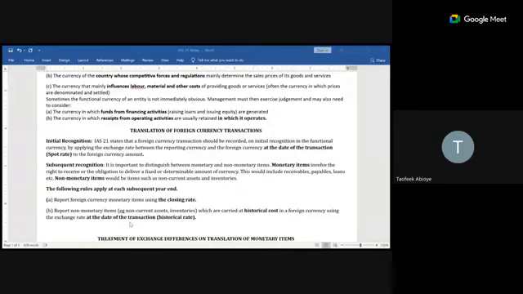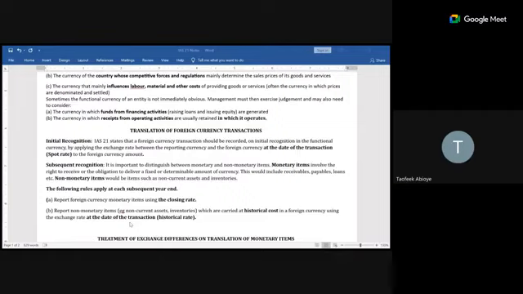So let's continue, please. So, subsequent measurements. The standard says that we should take note that before you can translate on subsequent measurement, you must make sure whether it is a monetary asset or non-monetary asset. Is it a monetary item? An item can be an asset or a liability. So now let's pick it one after the other.